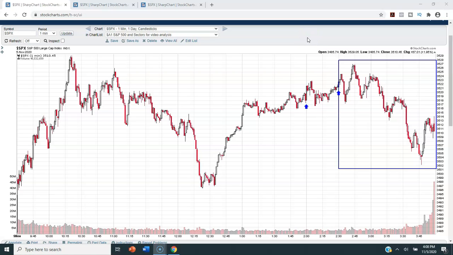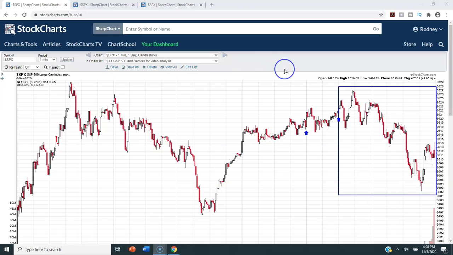Today we will be doing technical analysis on the S&P 500 for Thursday, November 5th, 2020. And for this analysis, we will be using stockcharts.com.